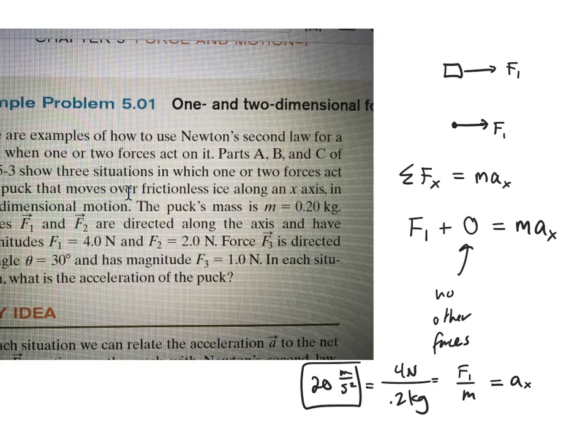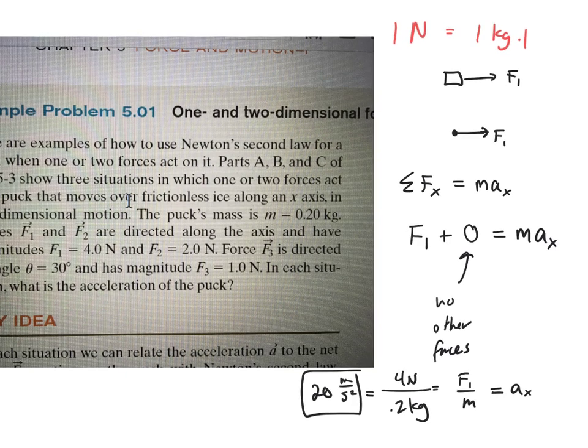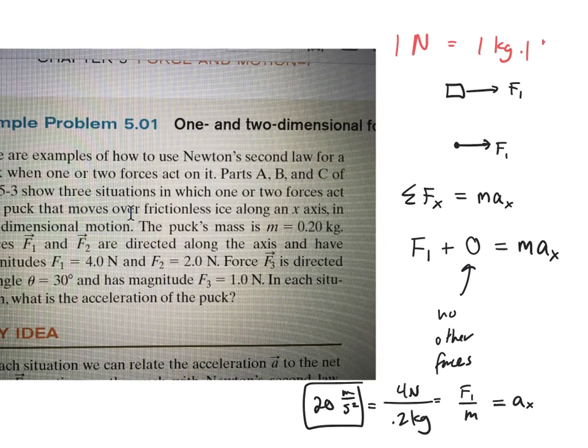So if you didn't know what the unit of a newton was, write it at the top, up here. 1 newton is equal to 1 kilogram times 1, I'm running out of room, sorry, on my screen, times 1 meter per second squared. Okay, that's what a newton really is. It's a kilogram times a meter per second squared.